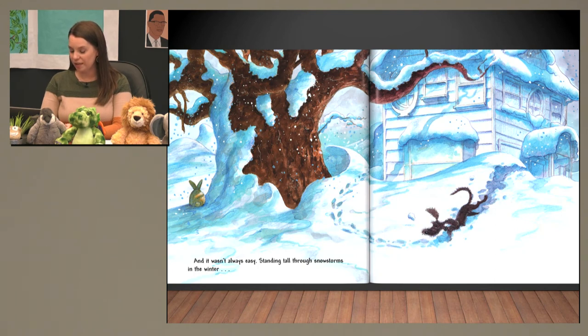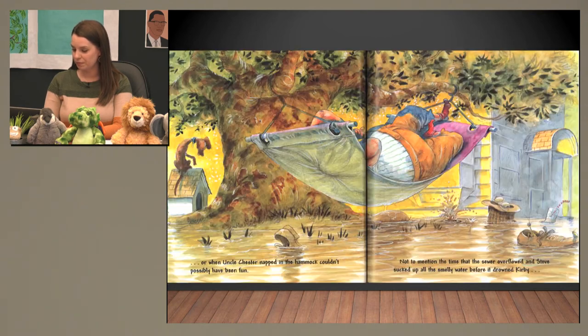And it wasn't always easy standing tall through snowstorms in the winter, or when Uncle Chester napped in the hammock. Couldn't possibly have been fun, not to mention the time the sewer overflowed and Steve sucked up all the smelly water before it drowned Kirby.